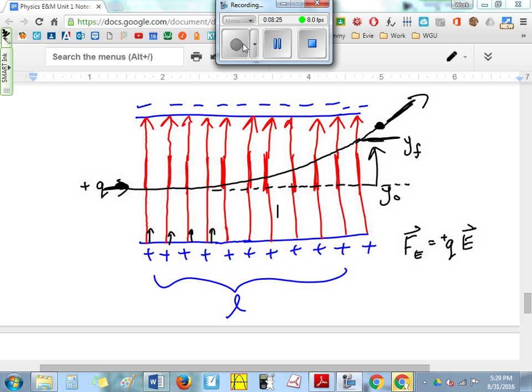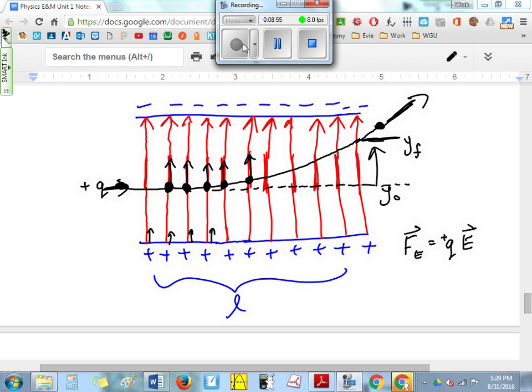But wait a minute. The force is only vertical, right? The force is only vertical. So although the particle's moving sideways at every instant, when it is moving along through the field, at every instant, it's only experiencing an upward force. Well, in the page, it's upward, okay? So it's experiencing an upward force, and it's a constant force. Why?